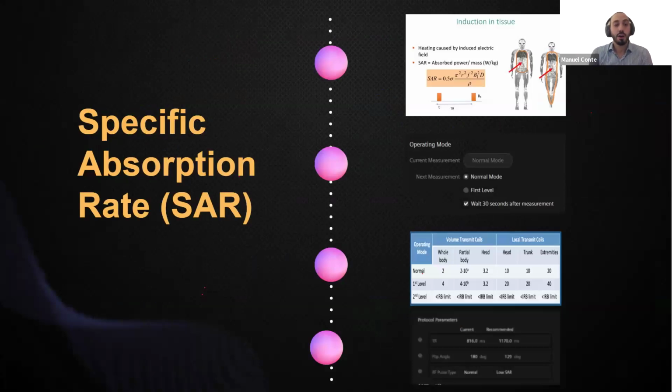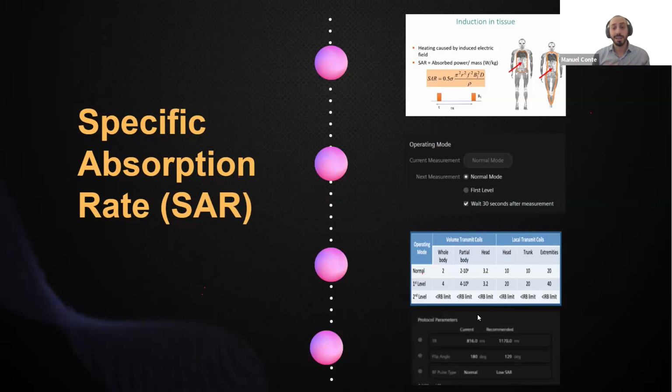So let's talk now about the SAR, which is the specific absorption rate. As I said before, it's the energy that we give to the patient through the RF pulses. It's the absorbed power divided per mass, so it's calculated in watts per kilogram. When we scan patients with metal implants, we need to be very careful. So I recommend staying in the normal level and not going to the first level.